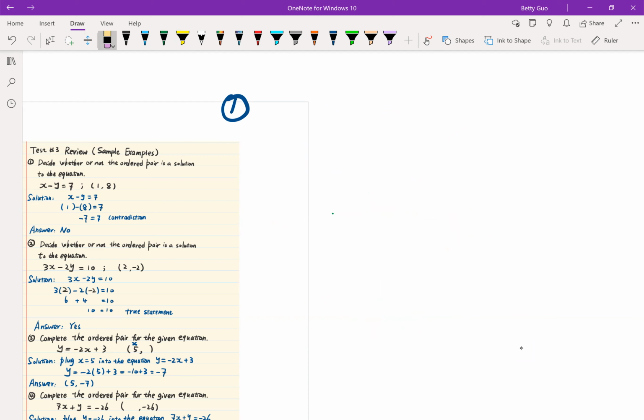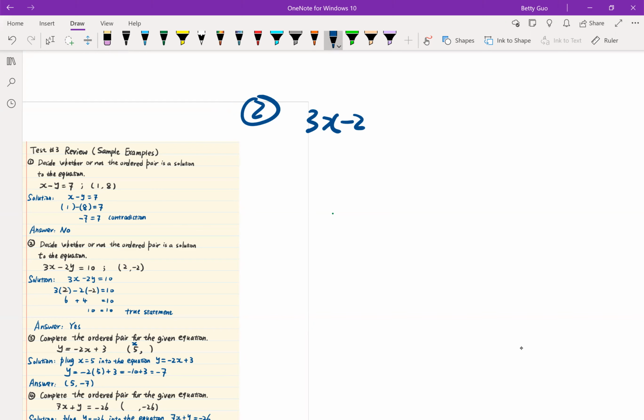Number 2. Number 2, you need to decide. You're gonna do the same thing, okay? Decide whether or not the ordered pair is a solution of the equation. So number 2 and number 1 are the same thing, with a different equation and different ordered pairs.